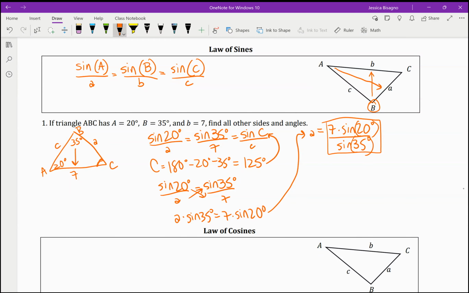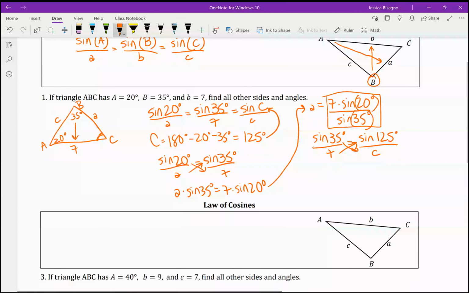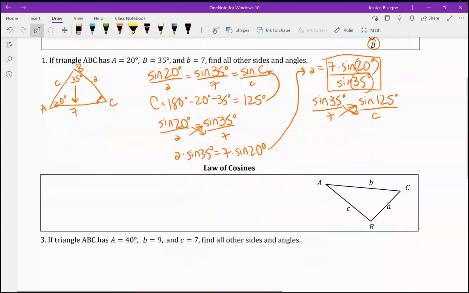And then to solve for side length C, it's going to be similar. Sine of 35 over 7 is equal to sine of 125 over side length C. And then you would cross multiply and solve. So I'm going to let you finish the problem in your calculators. And just do the algebra, your honors pre-calc students, I believe that you can cross multiply and solve. Okay.